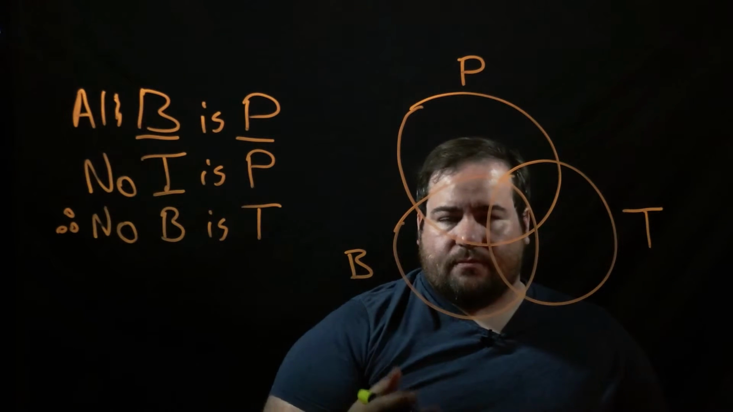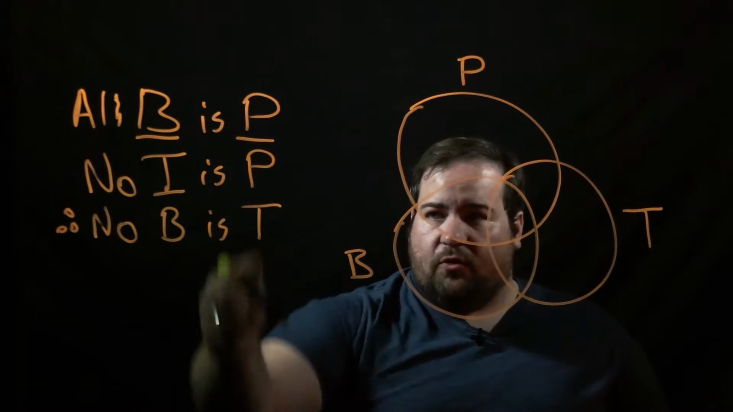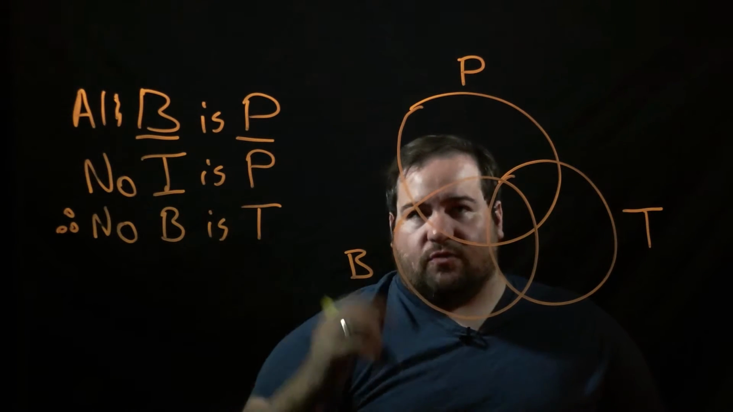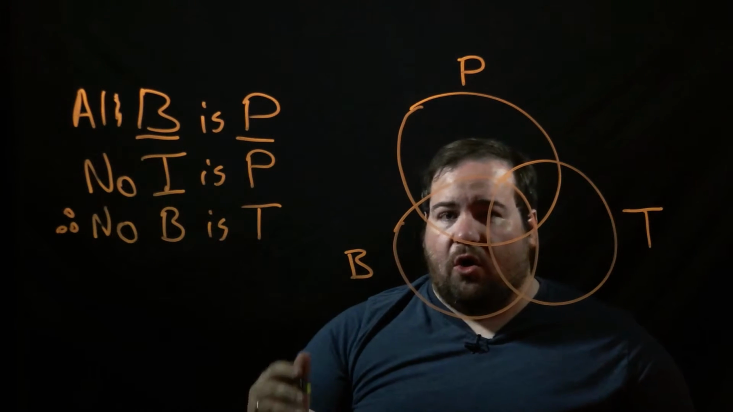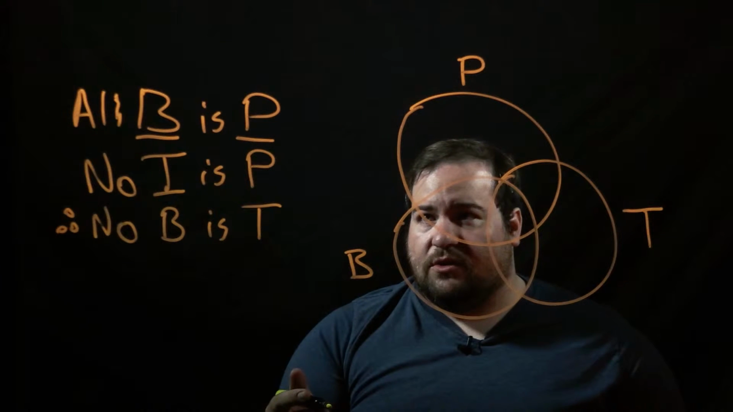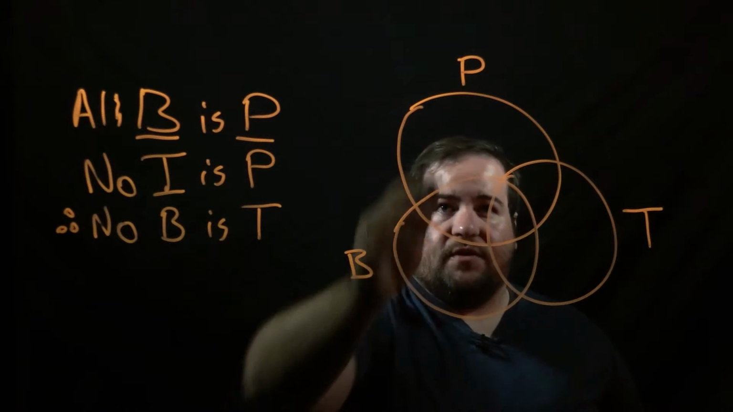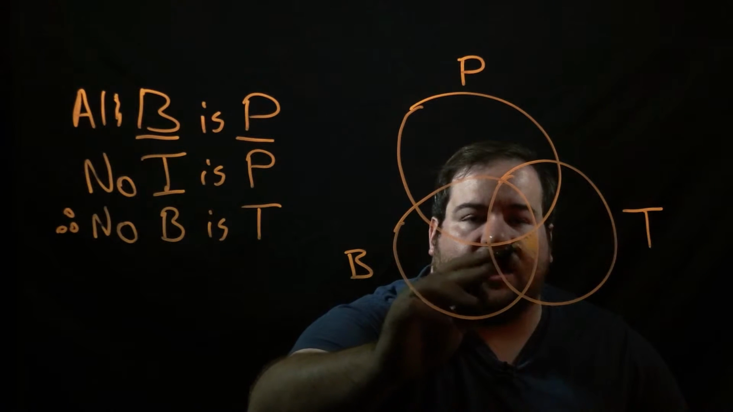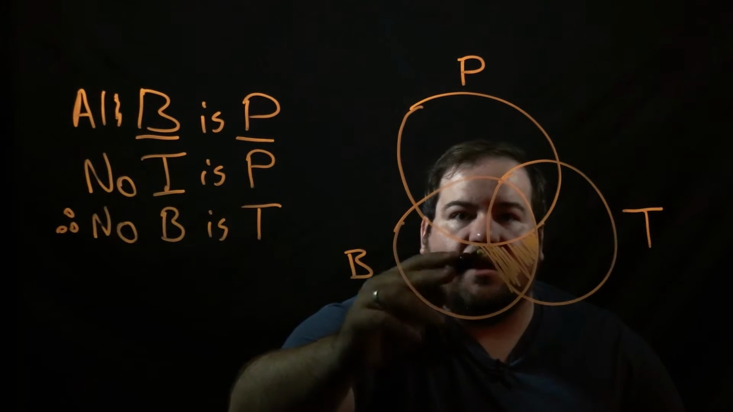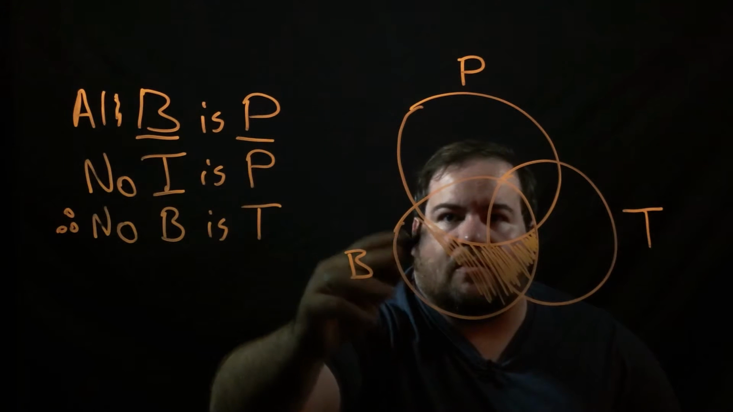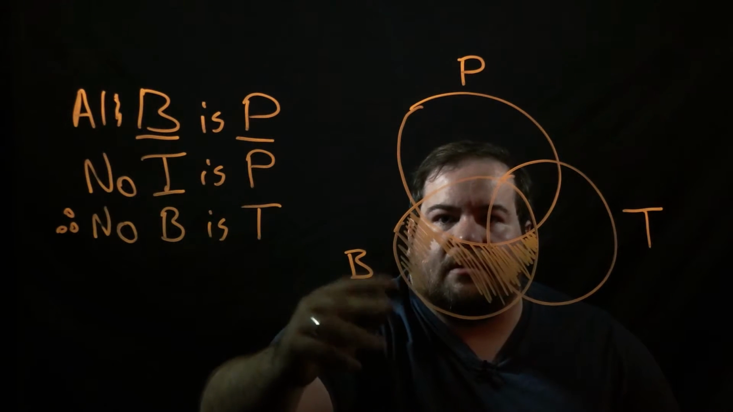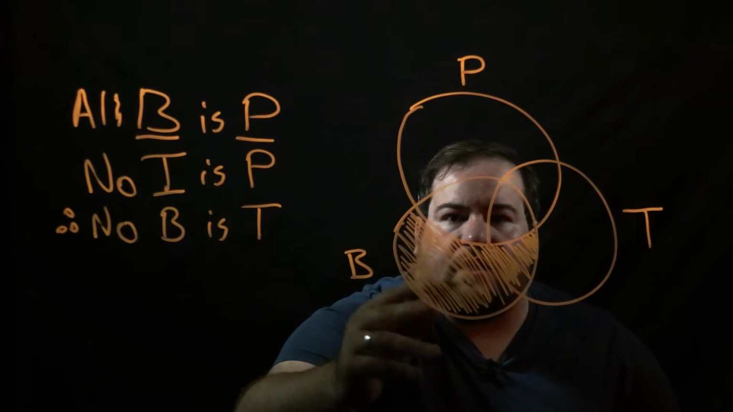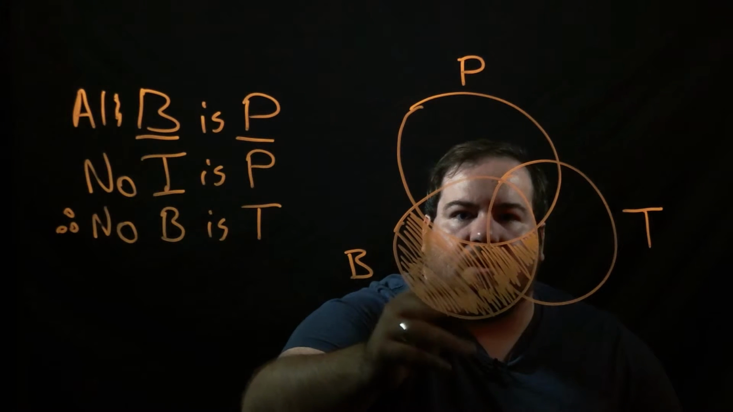Now, I have to go through my premises and represent those relationships. So all burritos are a part of section P, right? So that means that I shade in all parts of the B circle that are not a part of P. It's a lot of shading. So we're going to be here for a while.